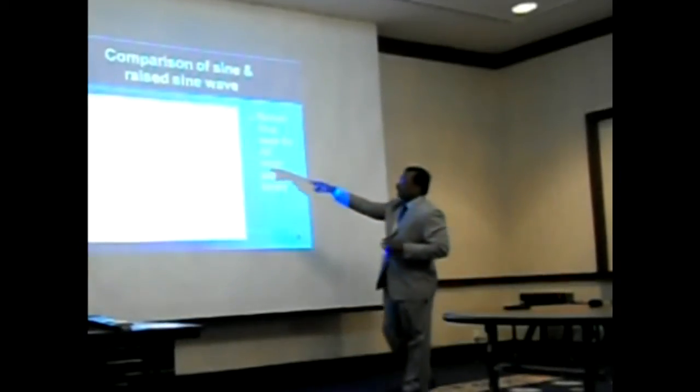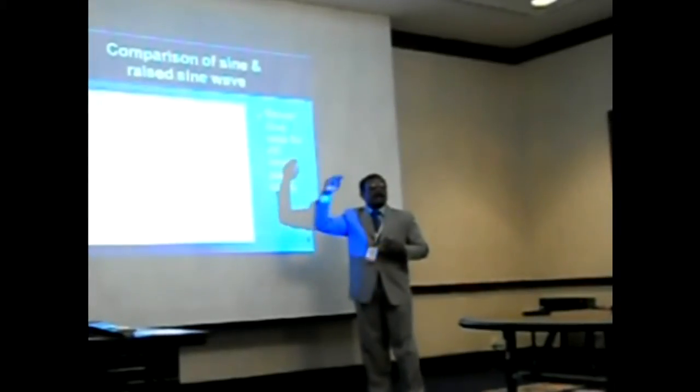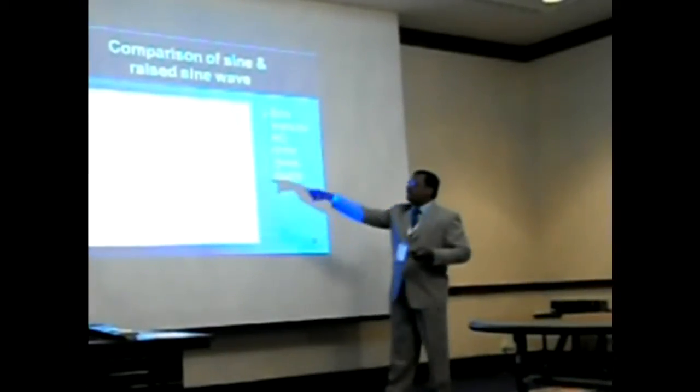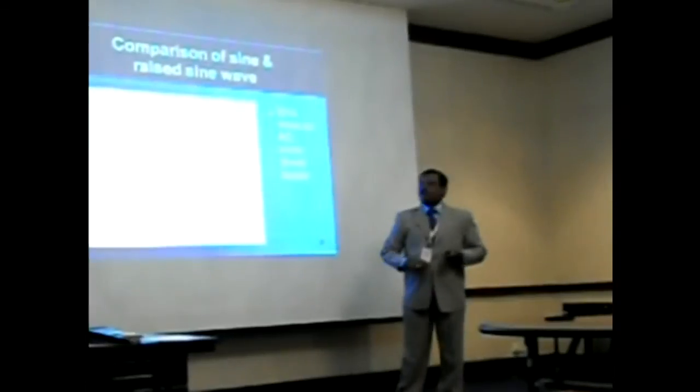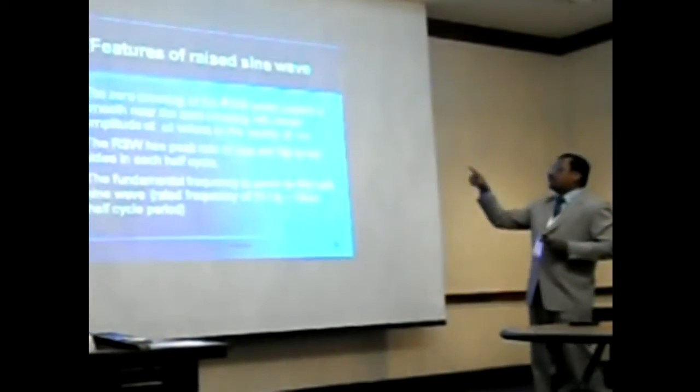So you can see here, in the area where the voltage crosses the 0, the amplitudes are less as compared to the normal sine. And in addition to that, these are the advantages: the zero crossing of the raised sine wave is very smooth near the crossing of the 0. The raised sine wave has a peak rate of rise.